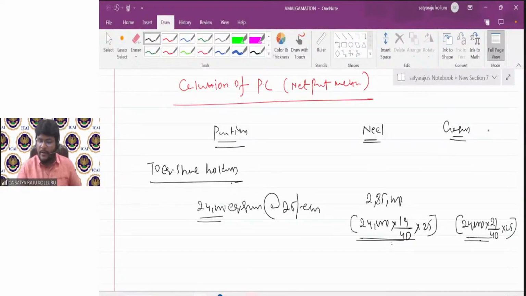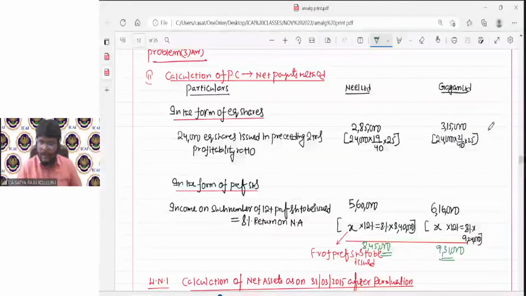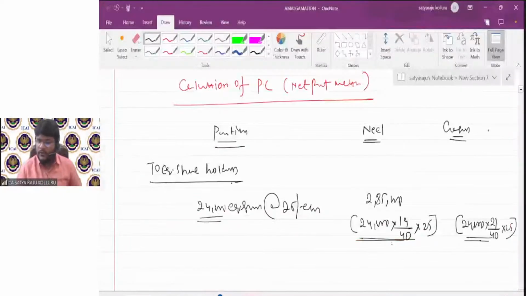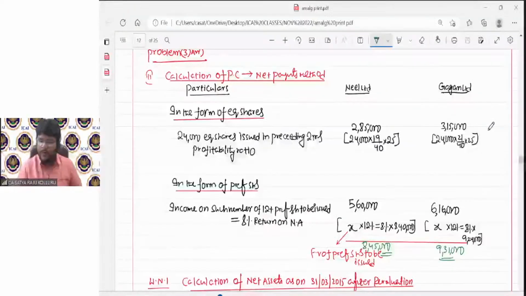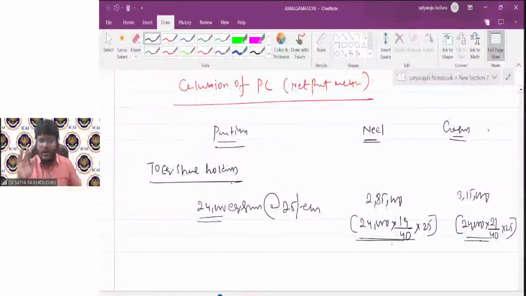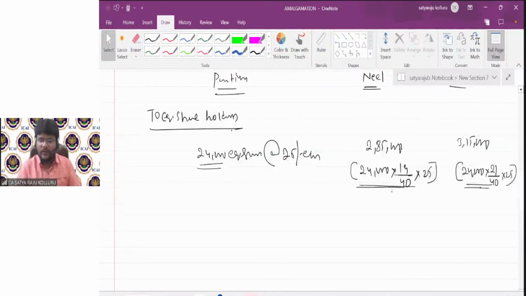That's fine. Then for Gagan, which is how much, guys? So 24,000 into 21 by 40 multiplied with 25, which is 3,15,000. I'm taking help of my PDF, you can cross verify it. Sir, the calculative part I don't want to concentrate on because I'm not having a calculator with me, so I'm relying on my PDF. You can cross verify.